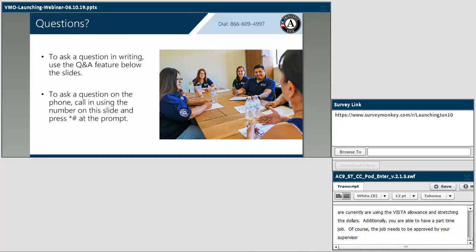Additionally, you are able to have a part-time job. Of course, this job will need to be approved by your supervisor, but you'll want to make sure that your part-time job is not interfering with your VISTA position and that it doesn't have an adverse impact on your VISTA service. Once you submit that request to your supervisor, they will be able to have a conversation with you about whether or not it will conflict with your VISTA service. But definitely don't be discouraged by the living allowance, because VISTAs have proven time and time again that there are ways to stretch those dollars and really can get creative with that.